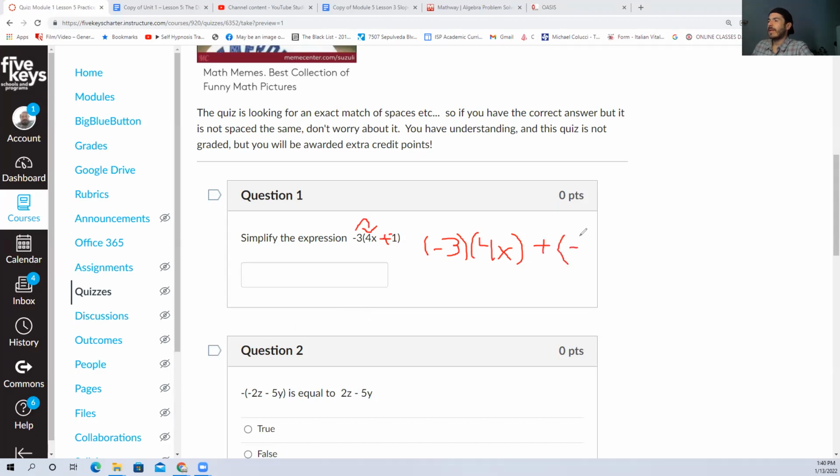And I'm going to distribute my -3 into my -1. Negative 3 times 4 gives me negative 12x. I can do that even though the terms don't look alike because it's multiplication, okay? I can't do that if it's addition or subtraction. Plus negative 3 times a negative 1 is a positive 3. There we go. There's our answer for numero uno. Moving on.